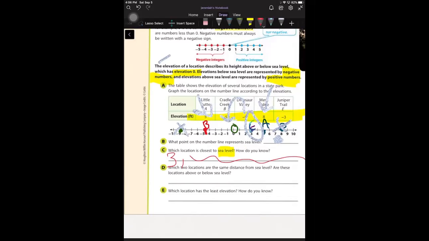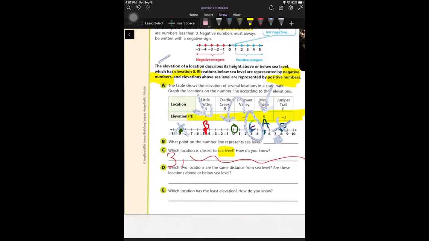Next. But basically how you know is because when you look at the number line, 3 is the shorter distance away than any other number or letter is. All right. B. Which 2 locations are the same distance from sea level? Are these locations above or below? Let's go take a look at the graph. We discussed this earlier. Here we go.